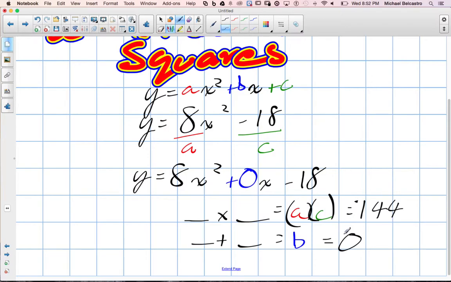So I need 2 terms that multiply to negative 144 and add to 0. Adding to 0 gives you a really good hint. We need 2 terms that are opposites of each other, like positive 1 and negative 1, or positive 5 and negative 5. They can't be different values because if we put them together, we'll never get 0. Do you know 2 numbers that might multiply to 144? Is it positive 144 and negative 144? Well, no, because that would be huge if we multiplied them.